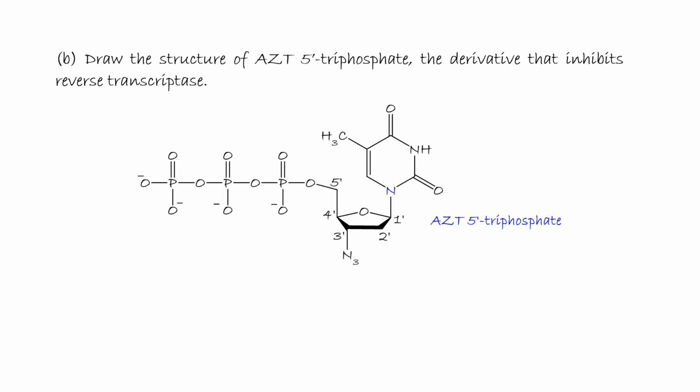Draw the structure of AZT 5' triphosphate. So it will be the same structure. 3' has the N3 azido group, and on 5' we have the triphosphate.